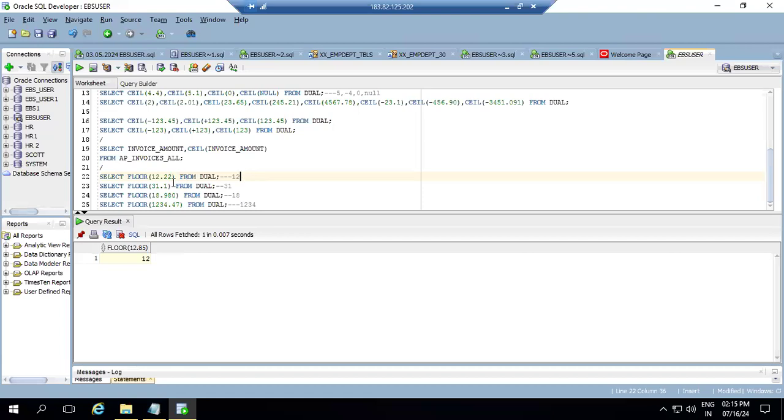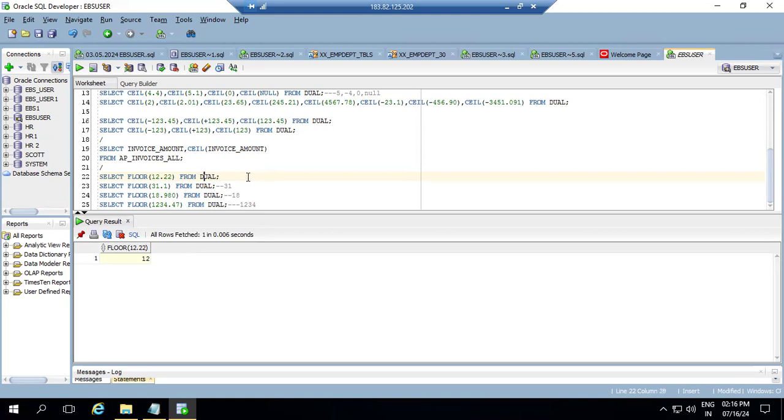So when we have decimal places like 12.22, how will it be considered? Whether our output will be 12 or 11, how will it consider it now? It is considering 12 only, right?